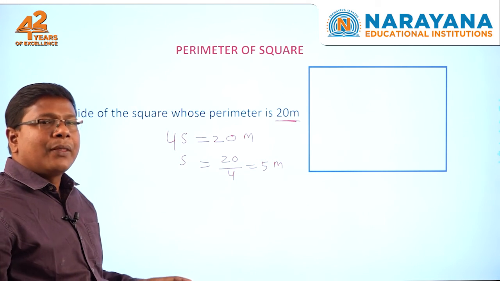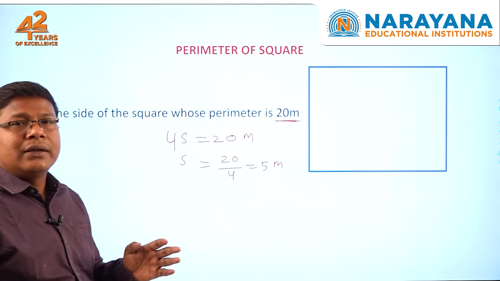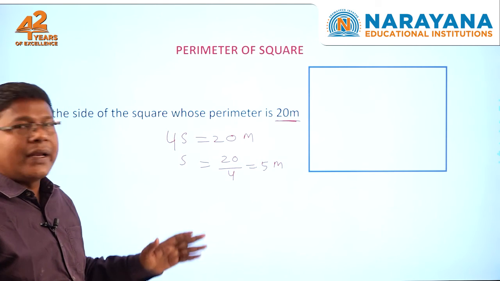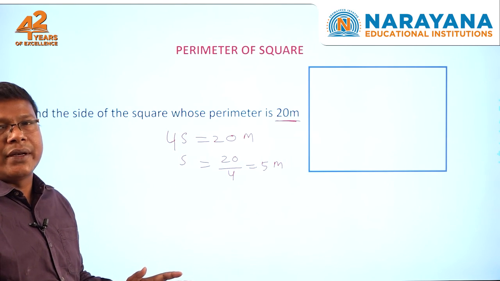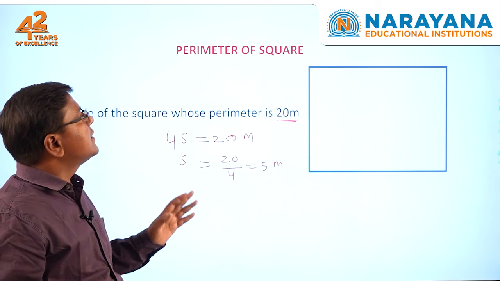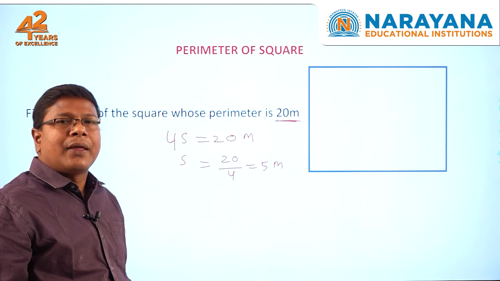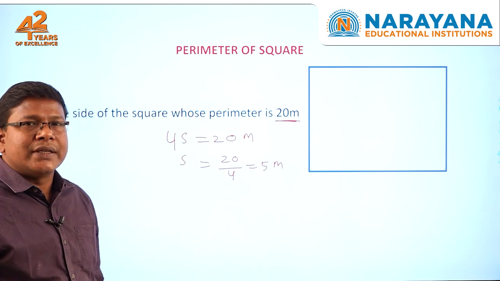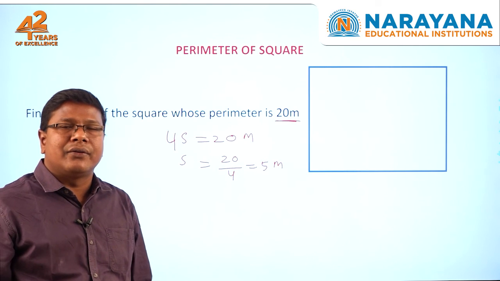We need to understand the perimeter of the rectangle and the perimeter of the square. That is what this class covered about the perimeter of geometrical shapes, which are the rectangle and the square.